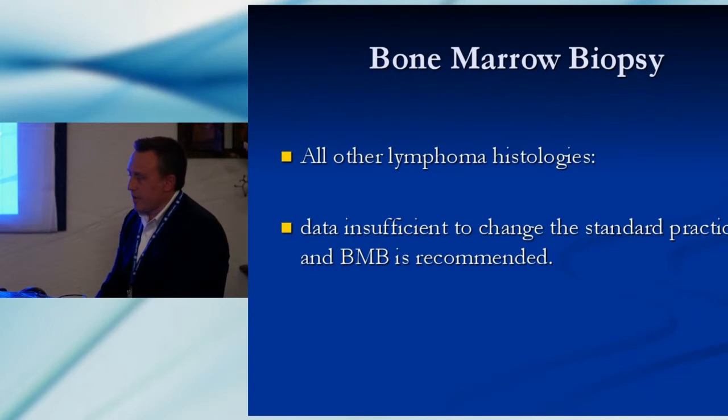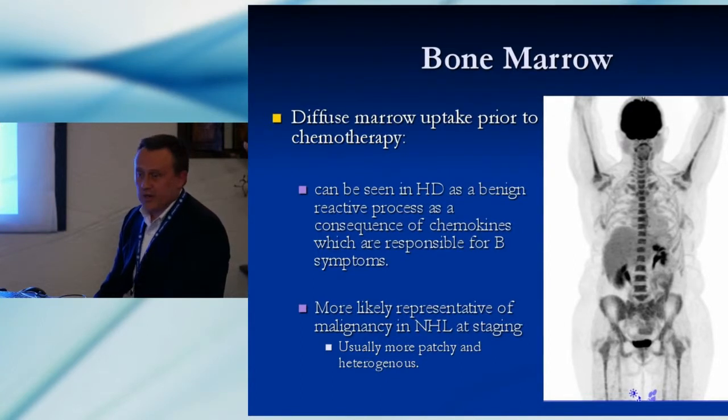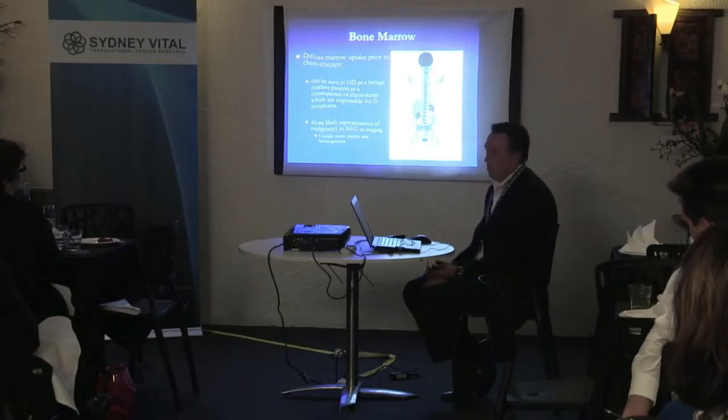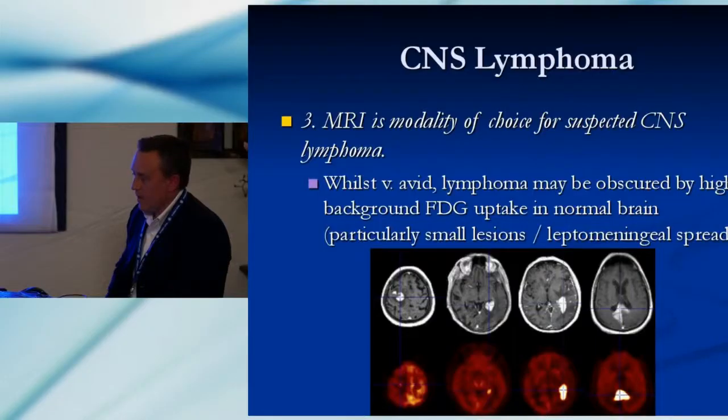For all other lymphoma histologies, the data is insufficient to change standard practice, so bone marrow biopsy is still recommended for those histologies. If we talk about diffuse bone marrow involvement at staging prior to treatment, we can see that in Hodgkin's disease as a benign reactive process. If we see it in the non-Hodgkin's lymphoma context, it's more likely to represent malignancy, but it's usually more patchy and heterogeneous in uptake in the non-Hodgkin's groups.